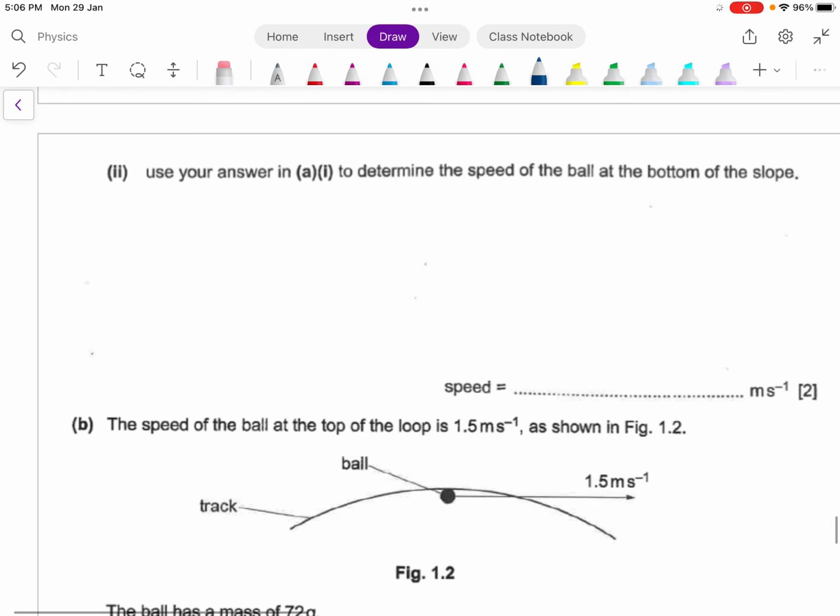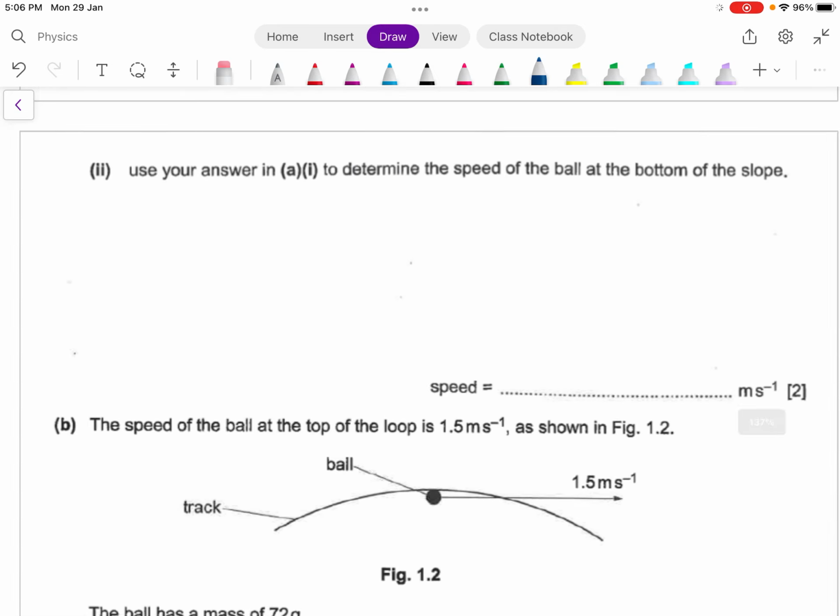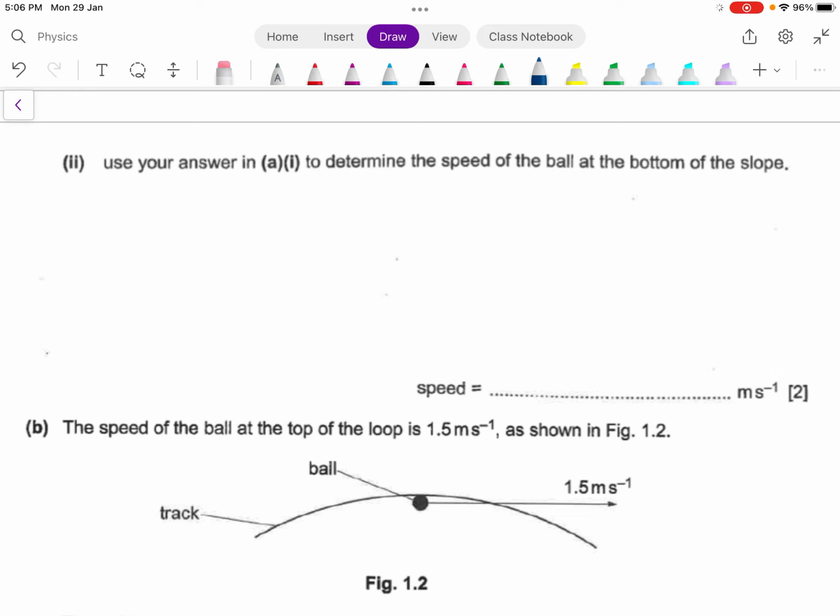For part B, part 2, use the answer in part I to determine the speed of the ball at the bottom of the slope. This question is testing us on our kinematics, the three equations of motion. I want to determine the final speed at the bottom of the slope. I know the initial speed, u, which is equal to 0. I want to know my v.